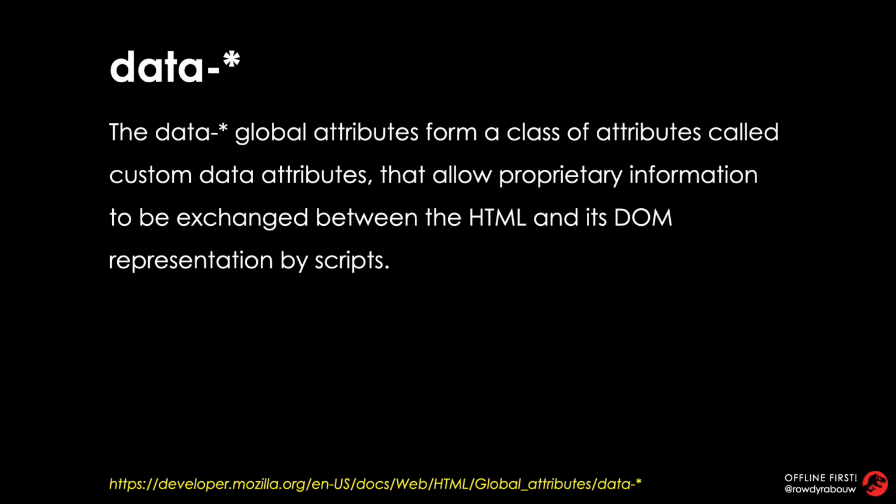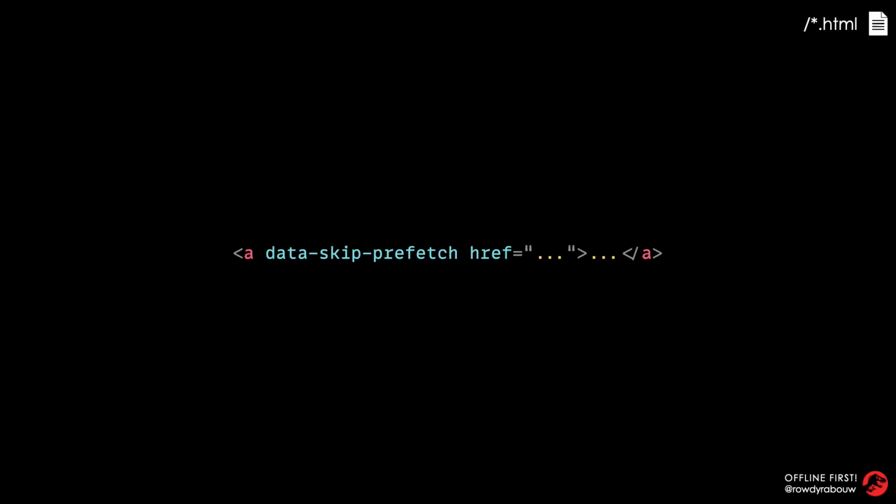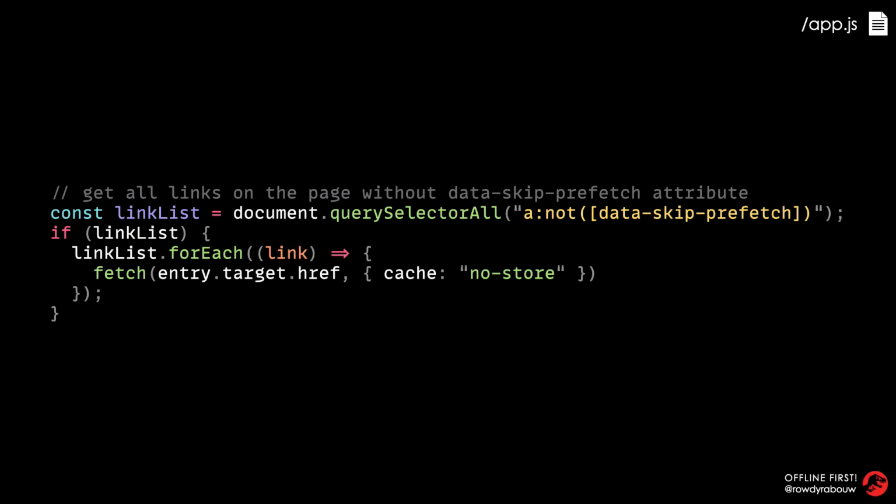So if we use something called a data attribute, maybe I can put data-skip-prefetch on a Facebook link or something. And then we rewrite it a little bit, saying every link that doesn't have that data-skip-prefetch attribute, we will still fetch. And when we fetch it, it's automatically saved in the dynamic cache. We don't have to do anything extra for that.